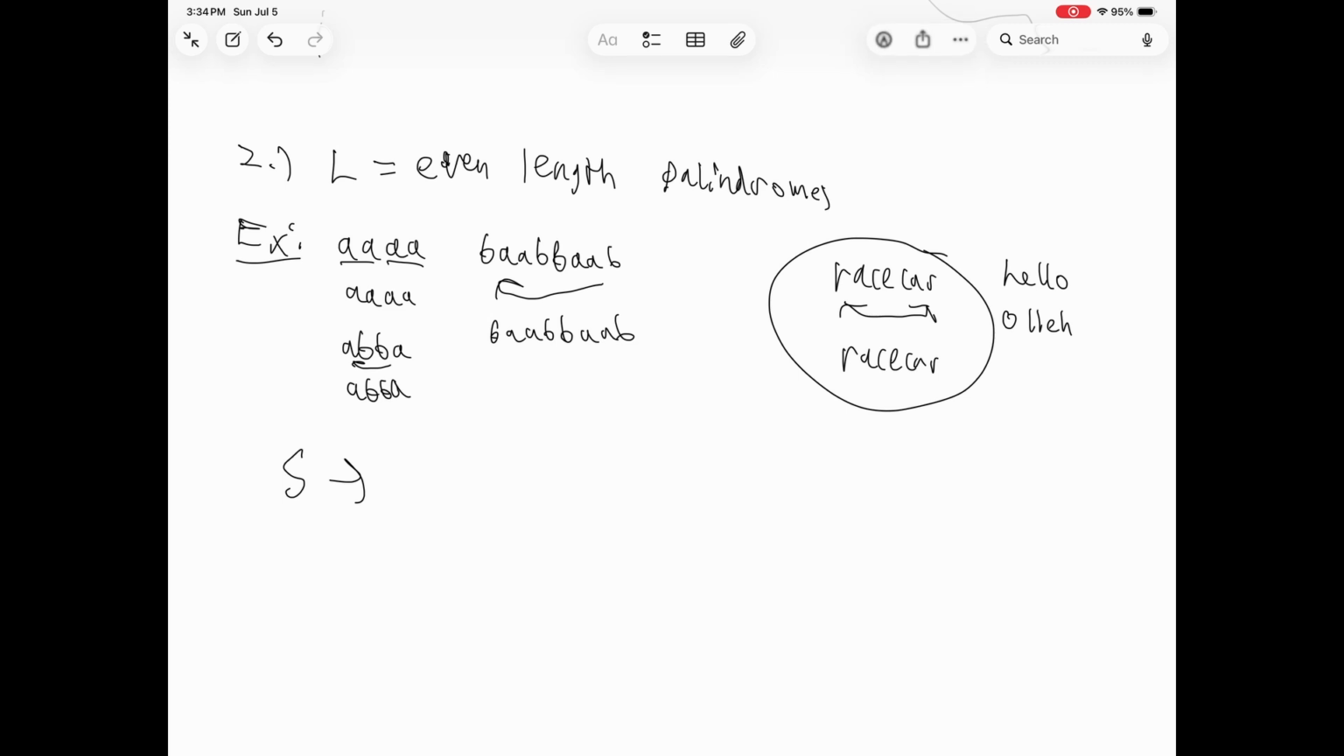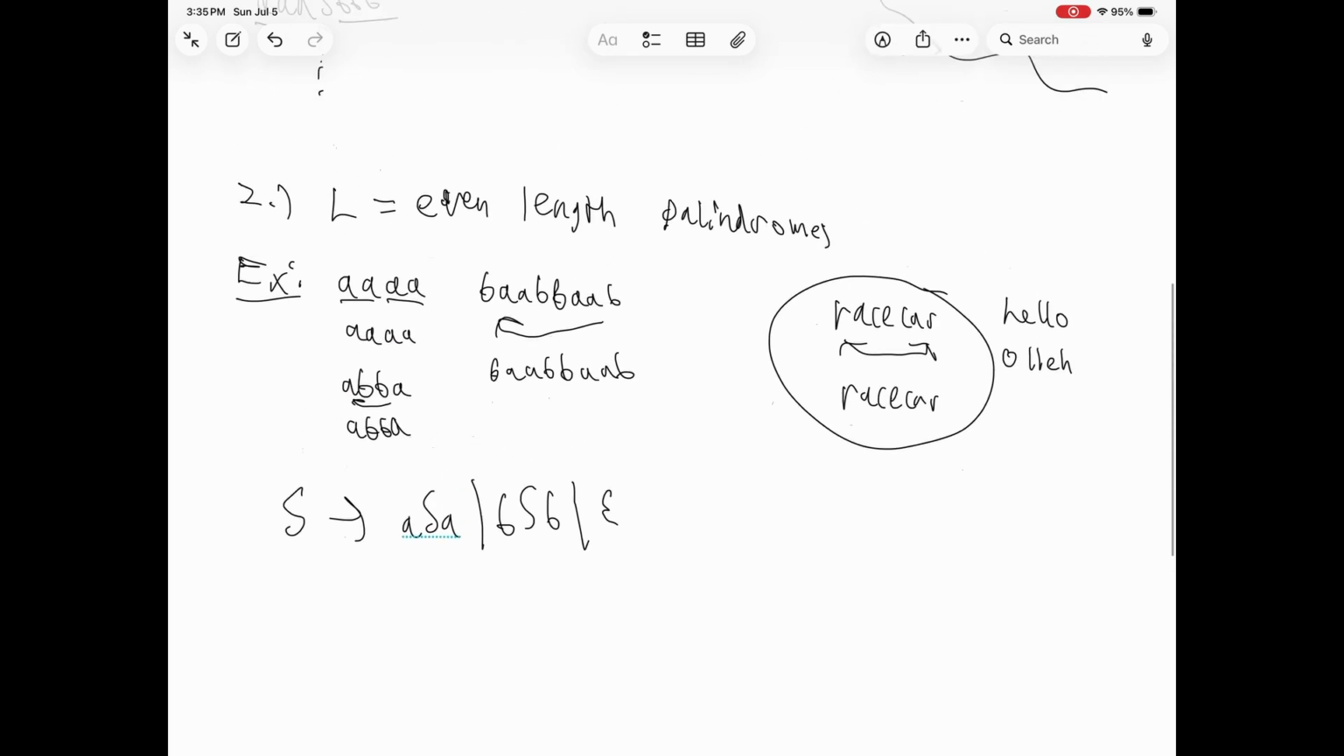So, as always, start with our start variable, and if we want the number of A's on the left to be equal to the number of A's on the right, then we would write it as ASA. But that's not our only rule, because we could have B's in our palindrome too. BSB, and then always our terminating case.